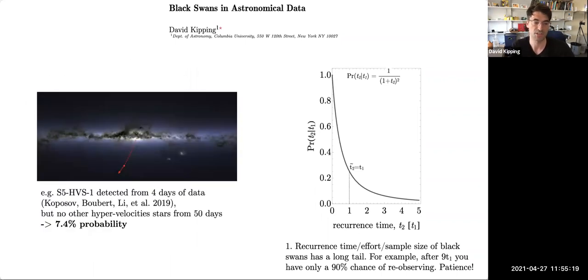Maybe an example of this, I just added this slide in last minute. Ting Li and I were chatting and talking about this hypervelocity star detected from 4 days of data. And I think Ting Li told me they had 50 days of data now and still don't see it. But I calculated that that's a 7.4% probability. So it's not that unusual. And I think it would still be worth continuing to observe with those kinds of odds. It's not that strange that you haven't re-observed another example at that point.